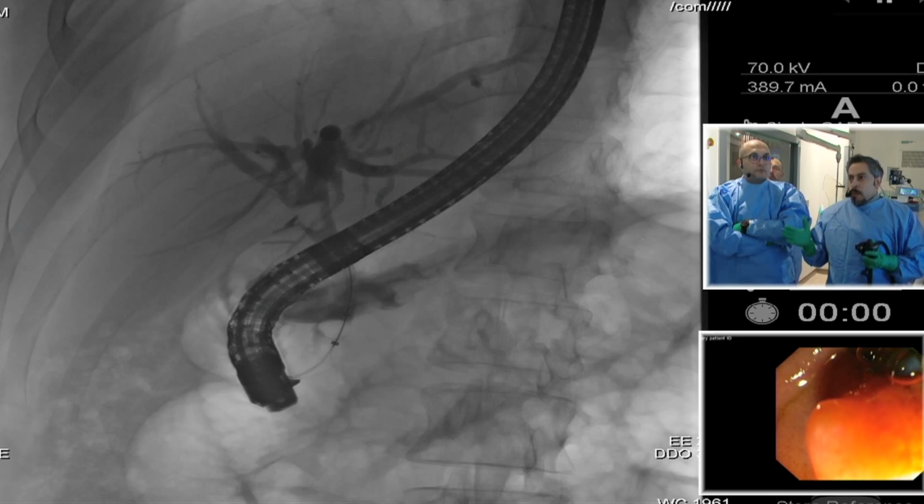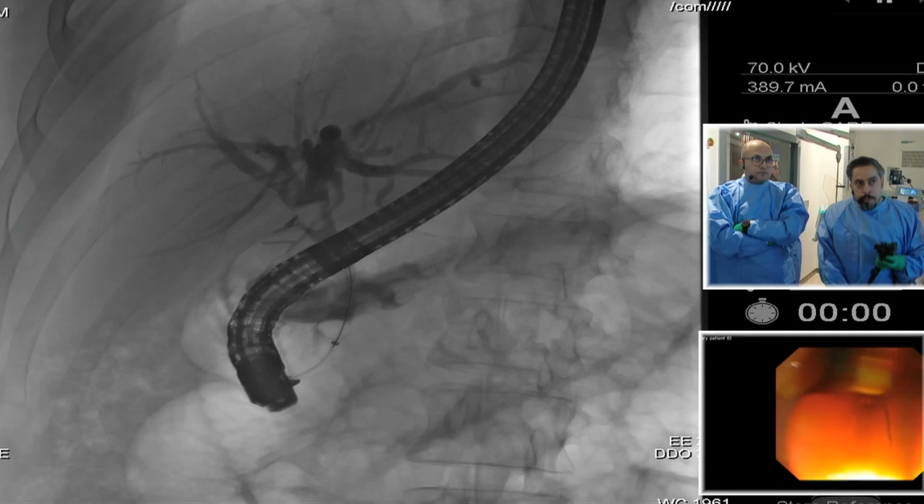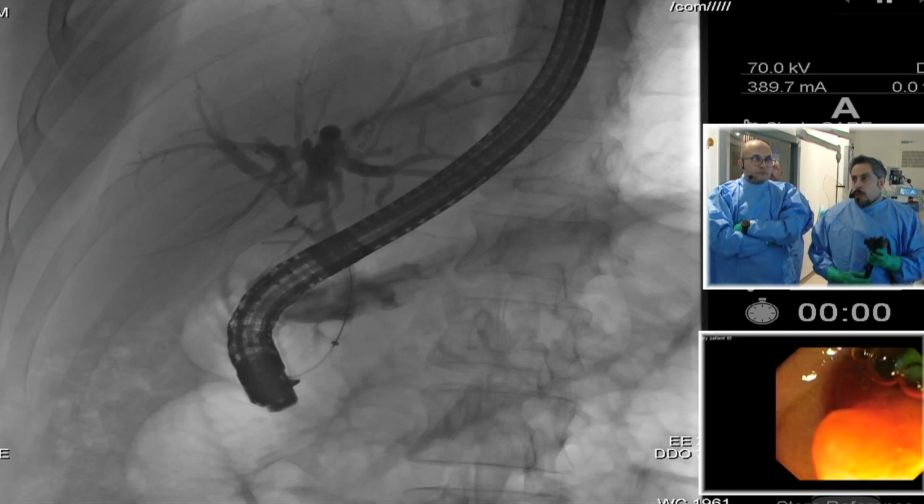Once you decide about sphincteroplasty or not, then you go on and decide whether you can do a standard ERCP or you have to use mechanical lithotripsy or direct cholangioscopy.